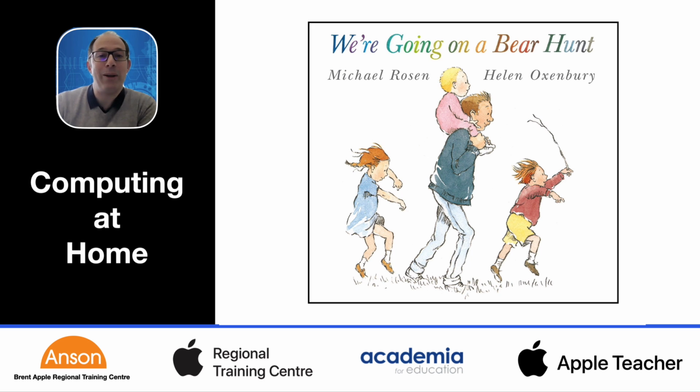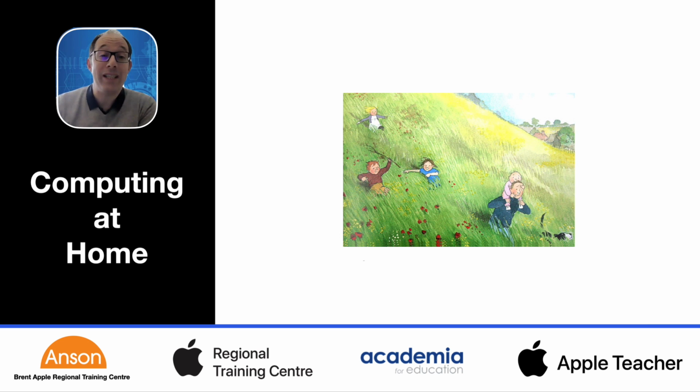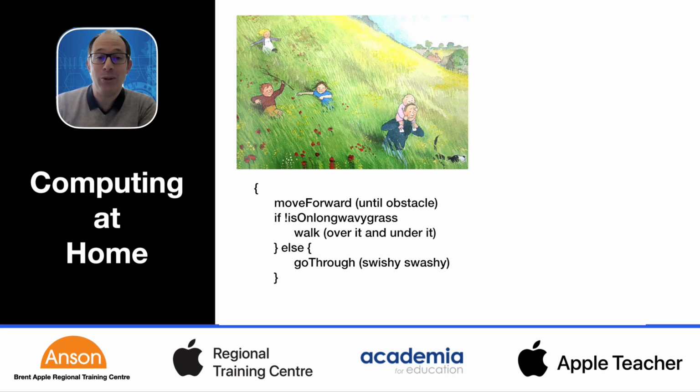In the story of We're Going on a Bear Hunt, we can think about the use of not and. It's a wonderful book, and the first part of the story sees the family come across some long wavy grass. If they can't go over it, and if they can't go under it, they have to go through it. And in code, this could look like this. We would tell our characters to walk, and if not on long wavy grass, they keep walking. Else, which means if they do come across long wavy grass, they should go through it.